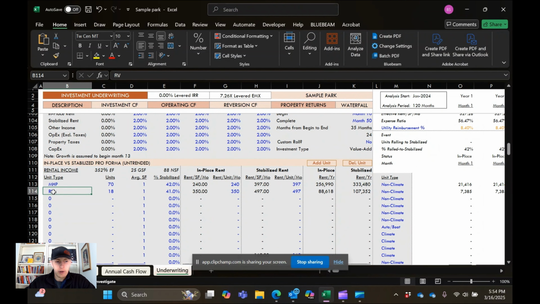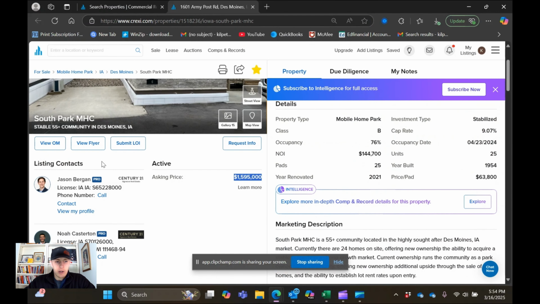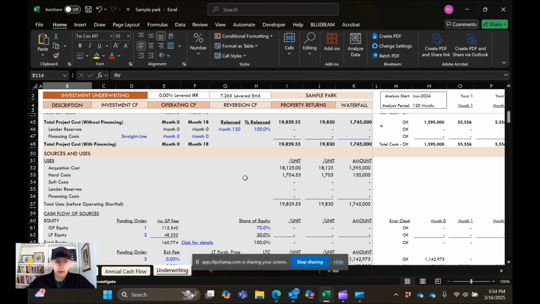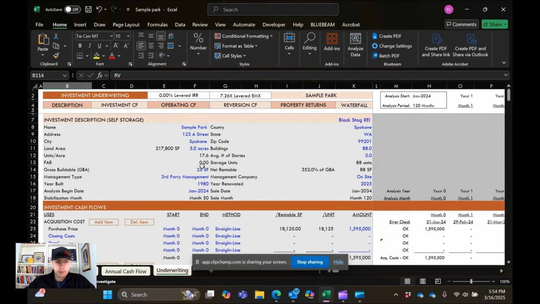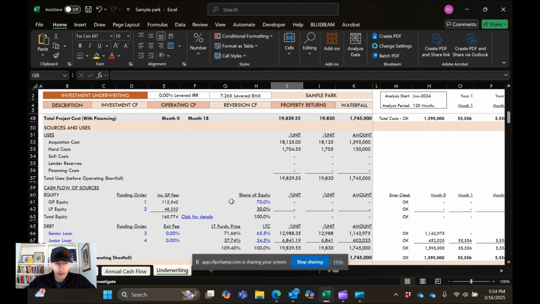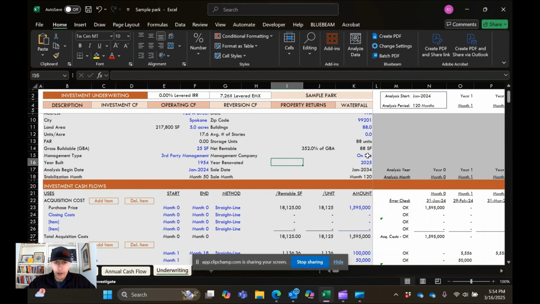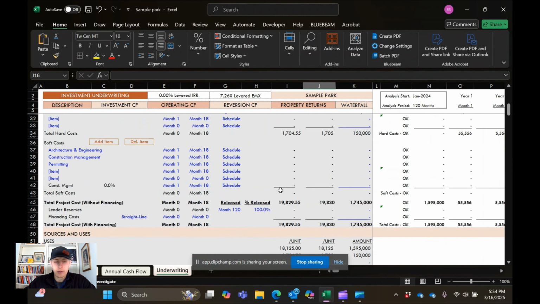Okay, so now we can determine where the income is coming from. They have net operating income of 144, built 1954. We can go put that in up here. 1954. Okay. Parking spots or buildings. I want to change this to 24. Just 24 buildings.